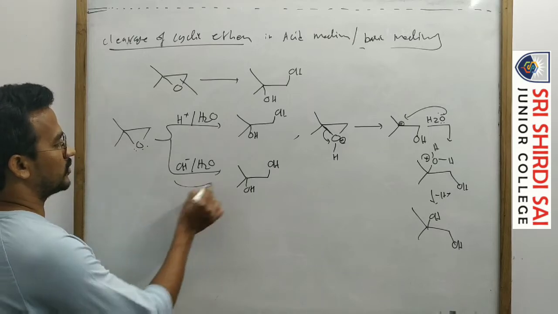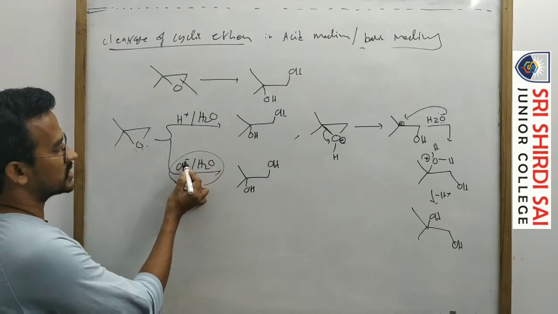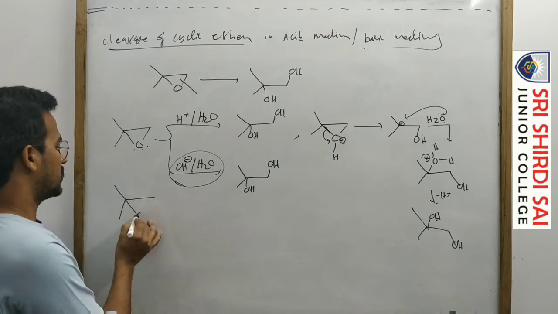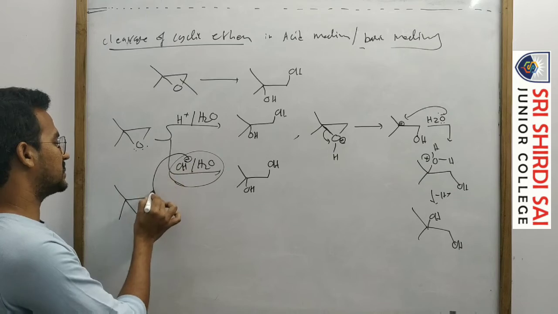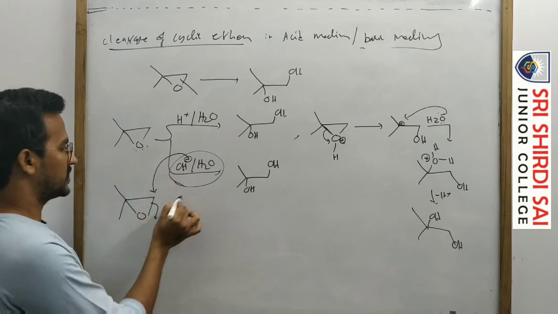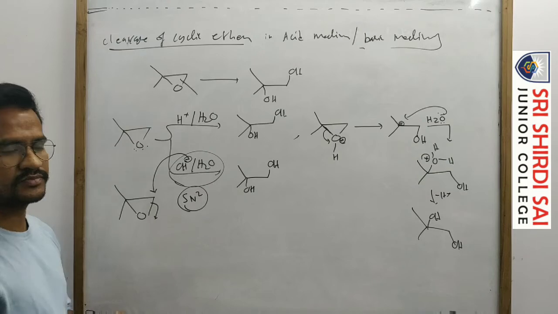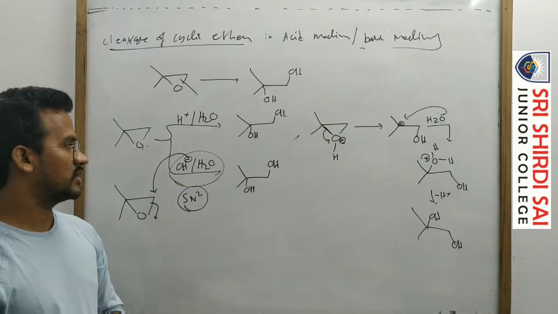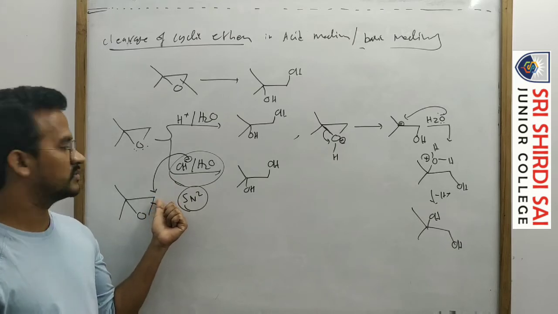Next, in case of the basic medium, there is no protonation. So here the OH minus nucleophile directly attacks. In case of the basic medium, the charged OH minus nucleophile attacks on the less substituted carbon. It's a 100% SN2 mechanism. In this case, OH minus is a stronger nucleophile than H2O. This strong OH minus nucleophile attacks on the less substituted carbon.